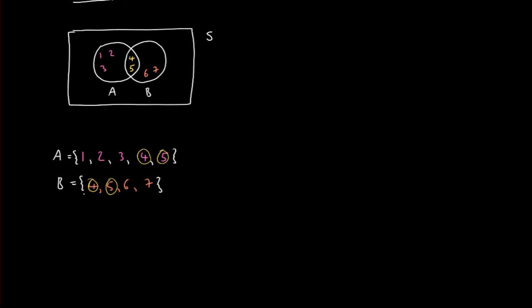So we're going to ask questions about the union. We're going to say A union B is all, remember we defined this as all the elements in A or B, and clearly that's just read off that Venn diagram there. So it's 1, 2, 3, 4, 5, 6, 7. Easy enough.